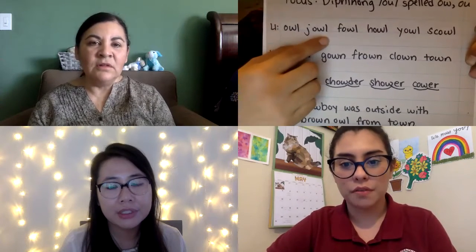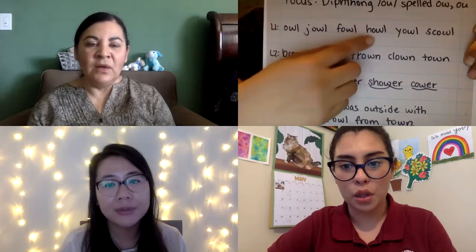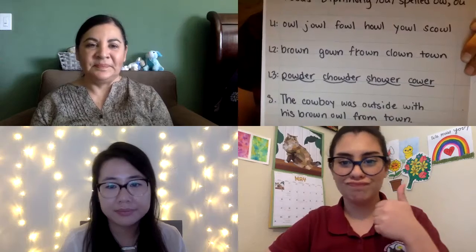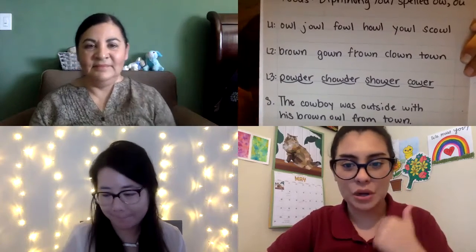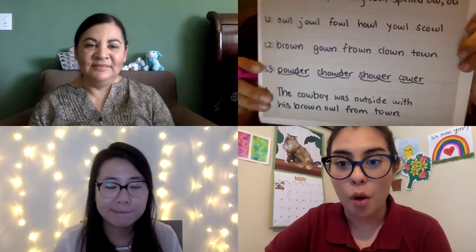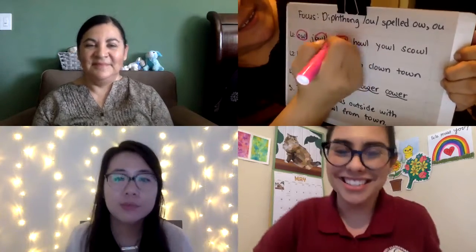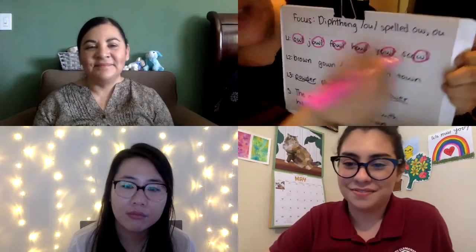Ow. Jowl. Fowl. Howl. Yowl. Scowl. What did you notice, teachers? Yes, Missy Kimowich. I noticed that all of these words have owl in them, which is spelled O-W-L. L. L. Owl. O-W-L, and it does say owl.